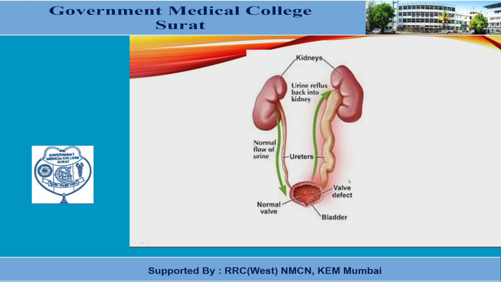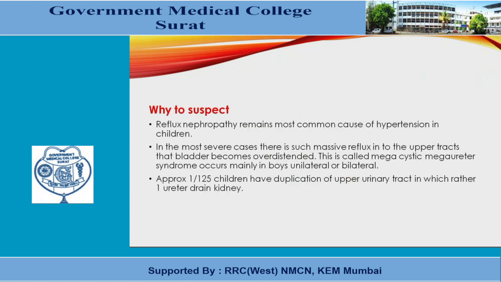Here, due to the valve defect mechanism, the ureter is distended, which leads to distension of the kidney. Urine will reflux back into the kidney. Reflux nephropathy remains the most common cause of hypertension in children. In the most severe cases, there is such massive reflux into the upper tract that the bladder becomes over-distended. This is called megacystis megaureter syndrome. It occurs mainly in boys, unilaterally or bilaterally.